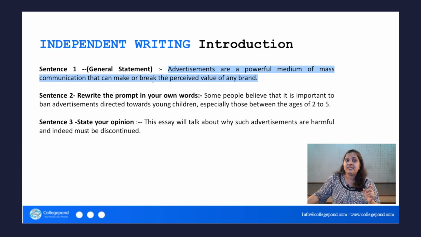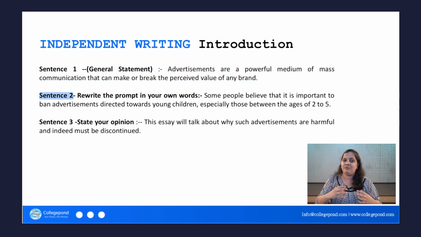Then in the next sentence, you can start with your coming to the point part. How do you come to the point? You introduce the actual topic. And for doing that, you can use a very powerful technique which we call paraphrasing. You can look at the prompt that is given to you in the question, right? And you can just twist and turn it around to make it a sentence that looks like you have written it.